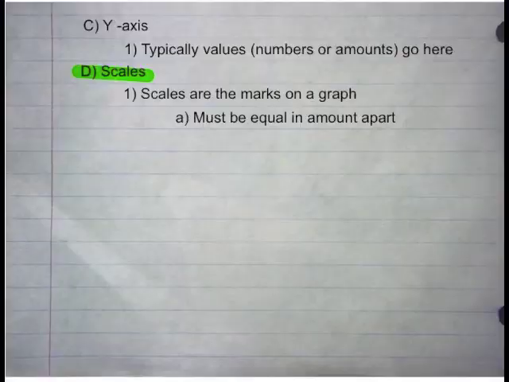Now let's move on to the part where most students have trouble, the scales. When designing a scale, you have to put little tick marks on both of the axes to be able to follow along accurately with your data. If we were to give a definition and perhaps a little troubleshooter, it'll be in the next slide. Scales. Scales are the marks on a graph. Must be equal in amount apart.